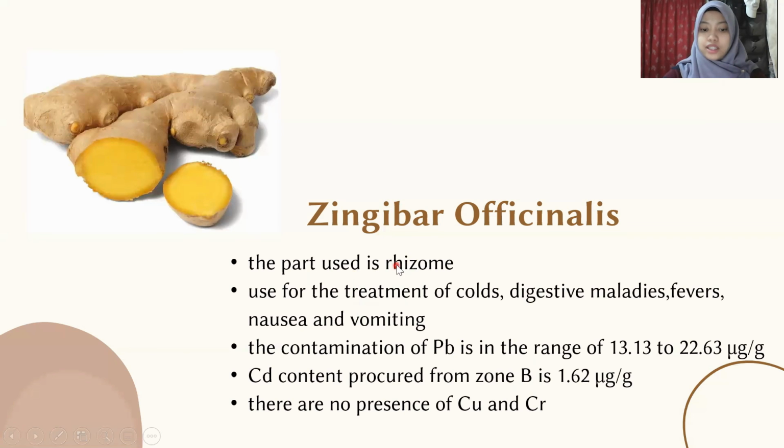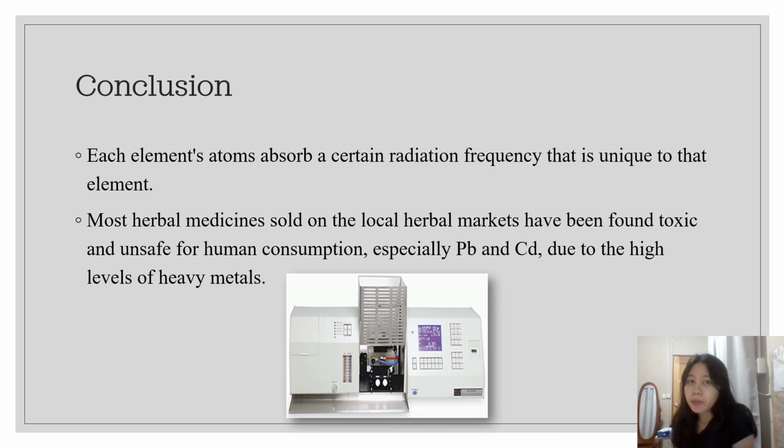And then the essential heavy metals were analyzed, and it was found that these essential metals, like the copper, nickel, iron, and so on, were below the permissible limits set by the WHO. From here, we can see that each element's atoms absorb a certain radiation frequency that is unique to that element. So the amount of absorption is determined by the concentration.